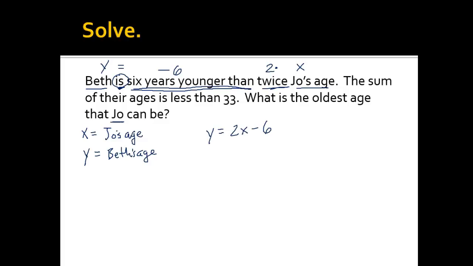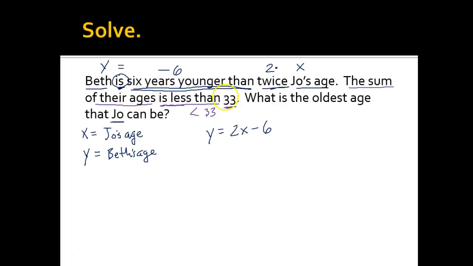Just for fun, we'll change the color of our ink. The next sentence says the sum, that should call something to mind, of their ages is, again that word is, less than 33. Now this time the is and the less than are next to each other, so that's going to be a different symbol than before where the is was equal to. Is less than is an inequality. That's this less than symbol. So we have less than 33.